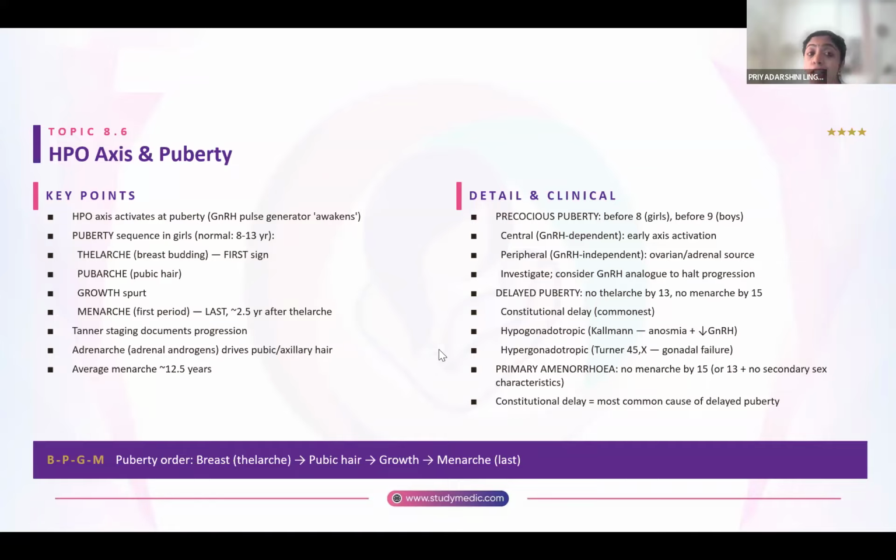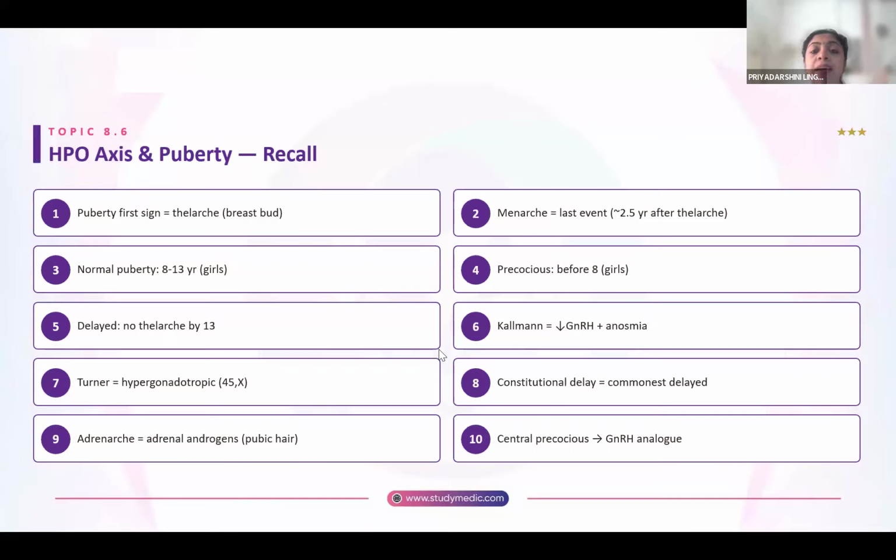Kallmann syndrome, the only named syndrome that I mentioned right now is Kallmann syndrome. Key feature of Kallmann syndrome is anosmia with reduced amount of GnRH. Turner syndrome is your 45XO, which is associated with hypergonadotropic causes.